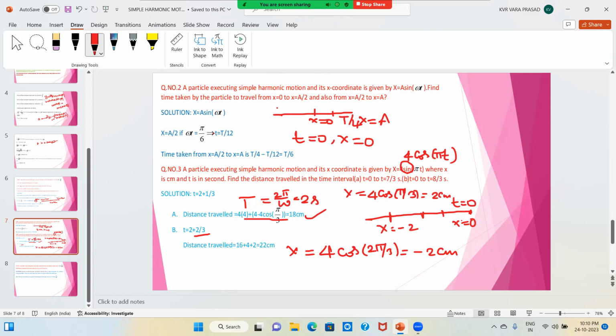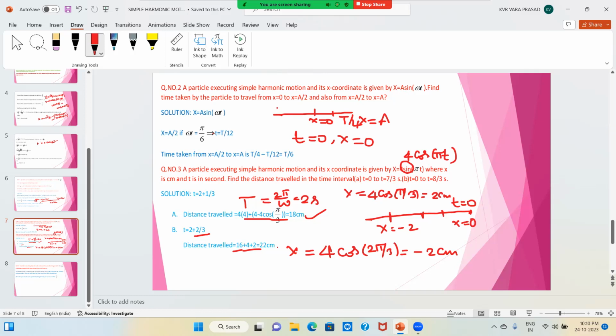That means it has traveled a distance from where to where? Right extreme to mean position, that is 4. From the mean position to x equal to minus 2, an extra 2. So totally it is 4 plus 2. You can see here, in the first 2 seconds, 4 into 4, 16. Next, we got x as minus 2. That means right extreme to mean position 4, then from the mean position to minus 2, an extra 2. So totally 22 centimeters. That is the answer.